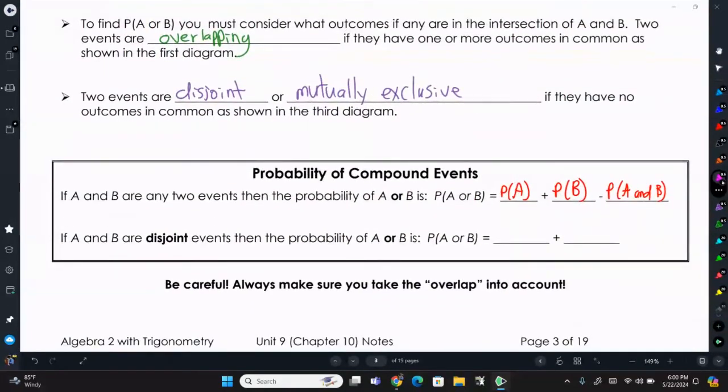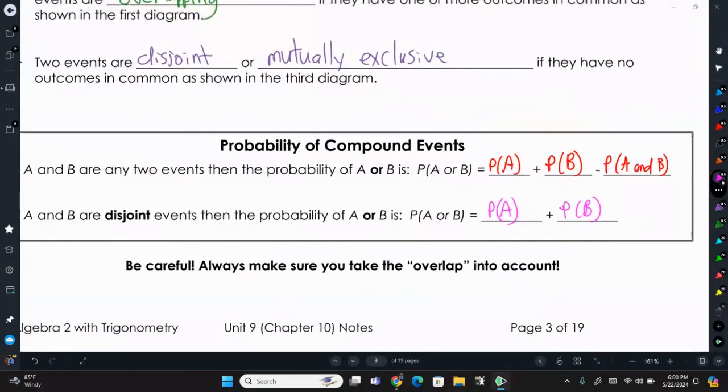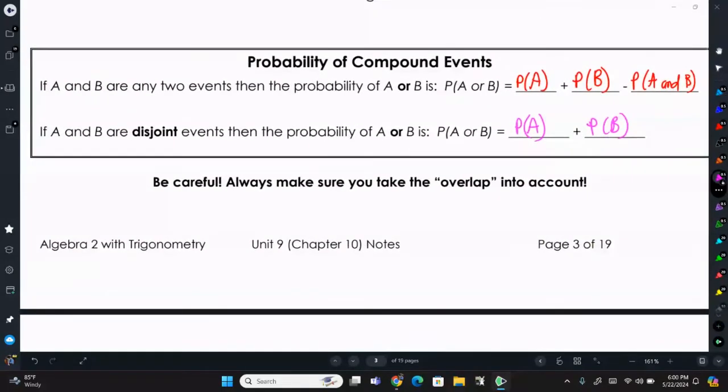Now, if A and B are disjoint events like we had yesterday, then the probability of A or B is the probability of A plus the probability of B. We don't have to subtract anything because there's nothing to subtract. There's no intersection. But we always need to take the overlap into account.